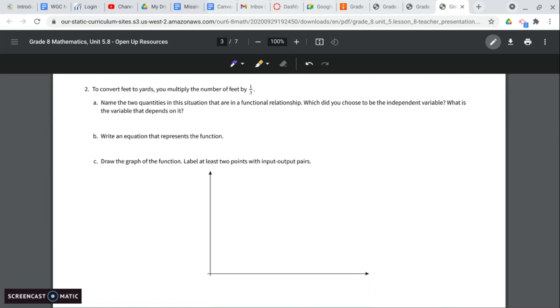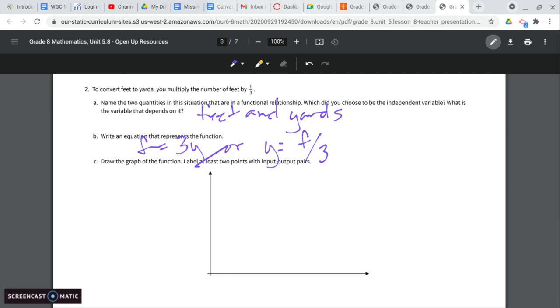And so our variables are feet and yards. So write an equation to represent it. So we could have feet equals 3 times y, or y equals f divided by 7. Not 7. Okay. So our yards would equal f divided by 3. There we go. All right.